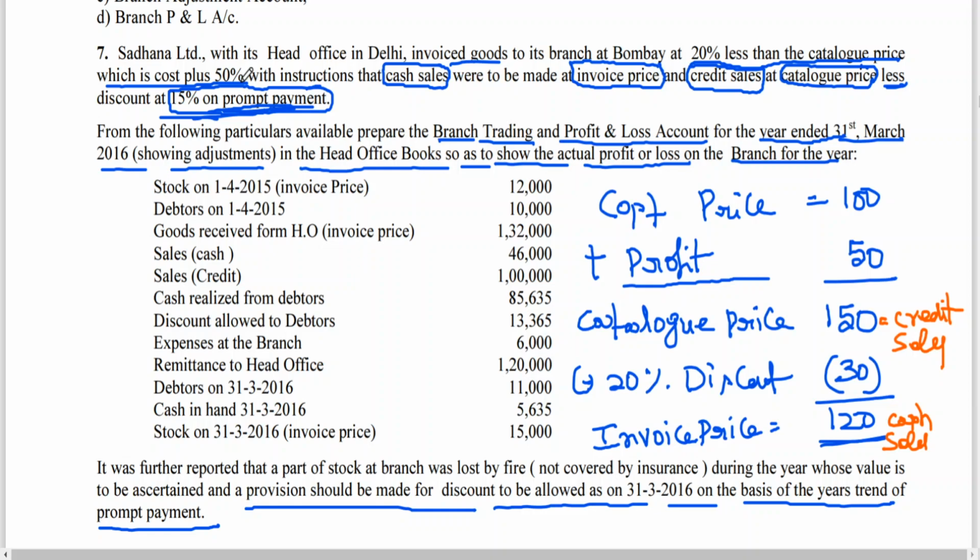Okay, now let me start. In this method, profit or loss of a branch can be ascertained by preparing trading and profit and loss account at cost price. This is important.